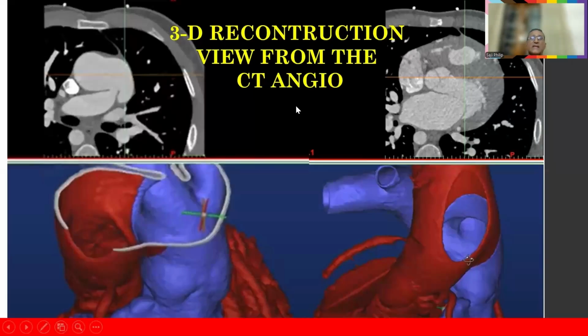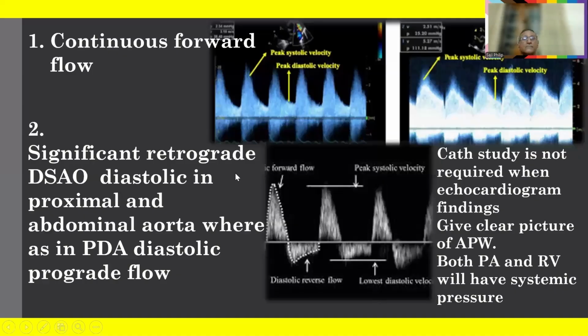This is a 3D reconstruction view from the CT angio. I'm just showing this is the aorta and this is the pulmonary window and this is the PA, and this is the LPA orifice we can see. This is the RPA and the pulmonary window. This is the aortopulmonary window you can see.